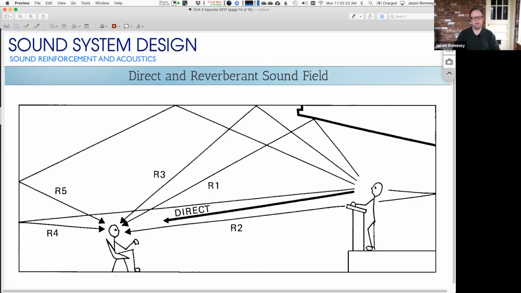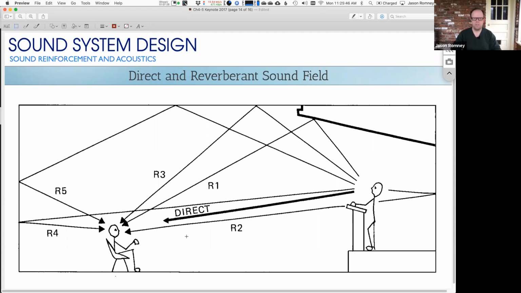Here, you also have this thing called the direct and reverberant sound field. So here is your listener, and the listener is hearing the sound that is coming directly from the talker straight to their ears. It hasn't bumped into anything, no reflections, just direct sound straight from the talker to the listener. But the listener is also hearing the sound be reflected off of different surfaces.